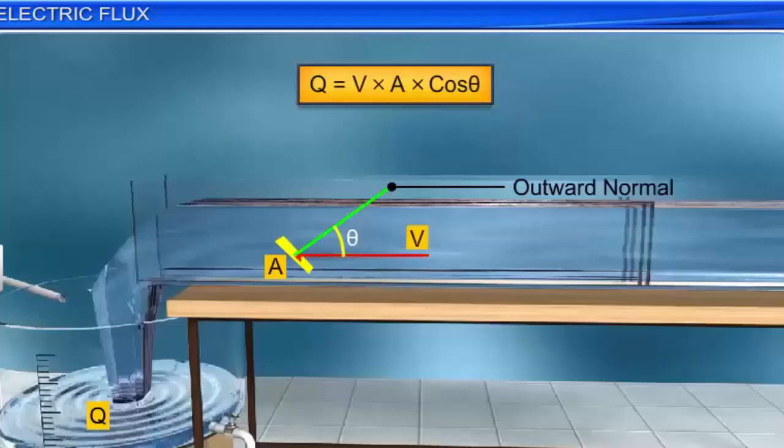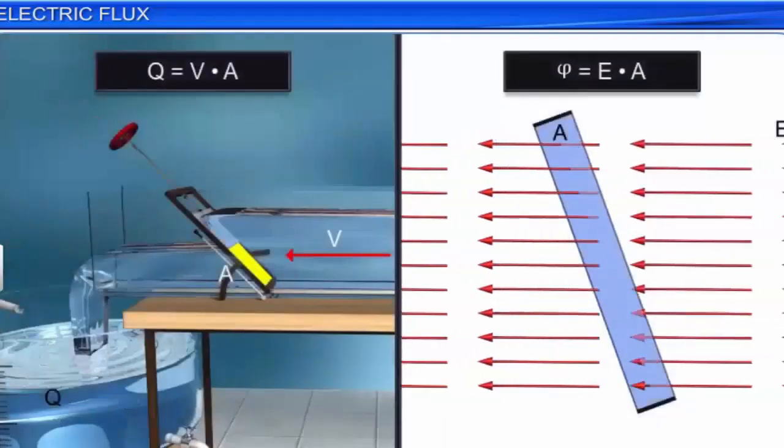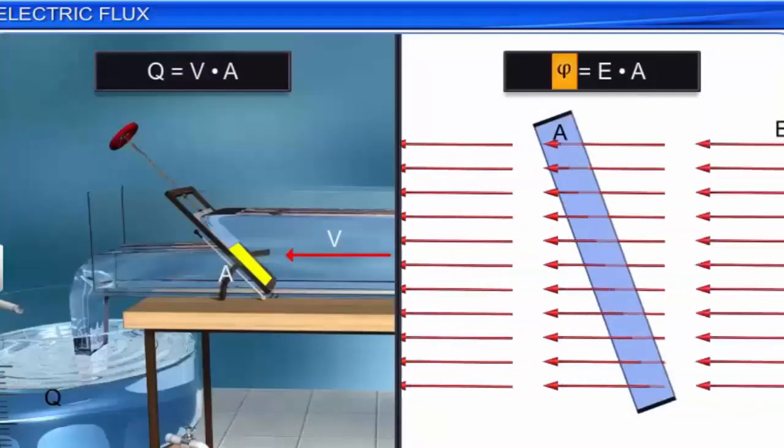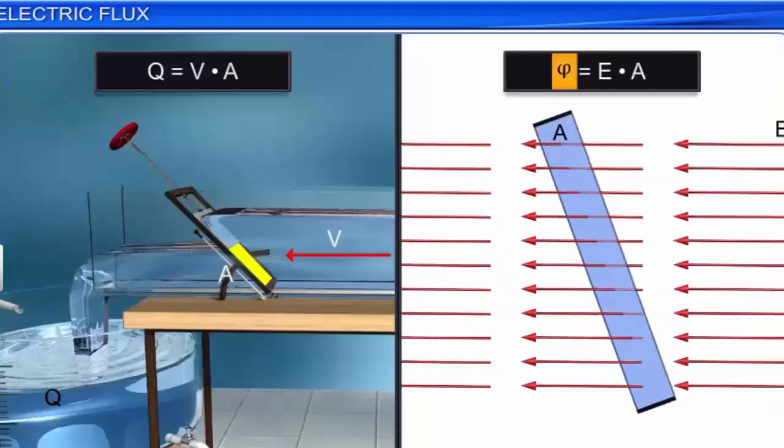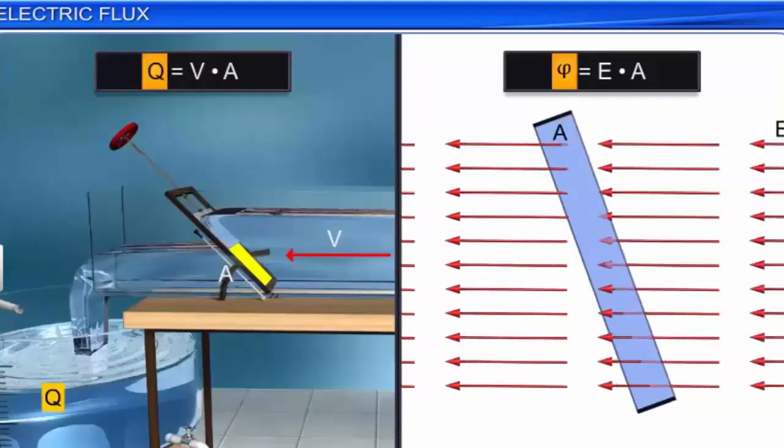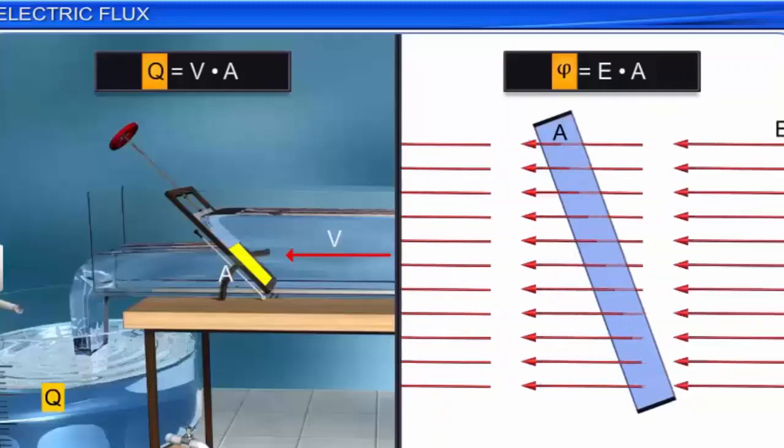Here, V and A are vectors, and as Q represents the quantity of water, it is a scalar. Mathematically, we can write the equation as Q is equal to the dot product of V and A. Electric flux, phi, is analogous to Q of water. Like Q, phi is also a scalar quantity.